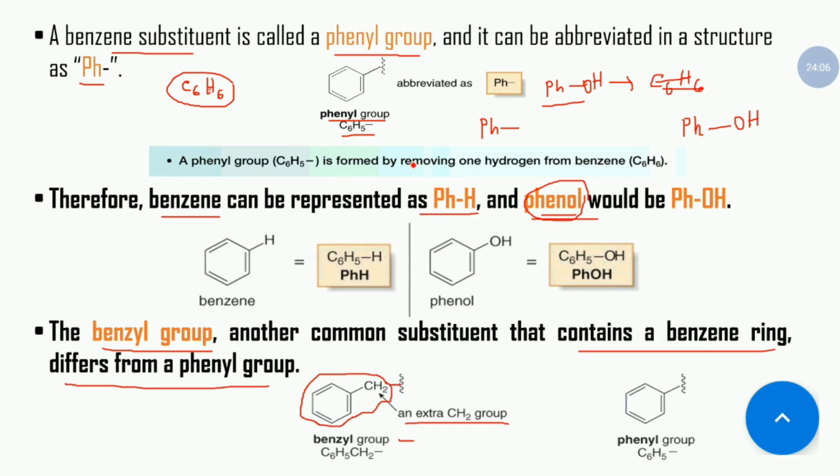In the case of phenyl, you just see C6H5 single bond. There is no extra alkyl group. But in the case of the benzyl group, here is C6H5. C6H5 is common for both. Here the extra is CH2. CH2 is there for the benzyl group. There it is the benzyl group, and this one is the phenyl group. Okay, understood? For today's class, that is enough. So thank you everyone.